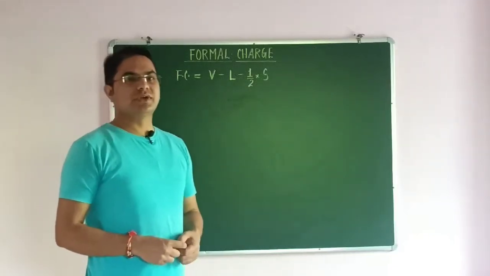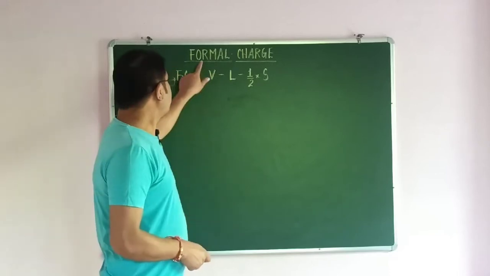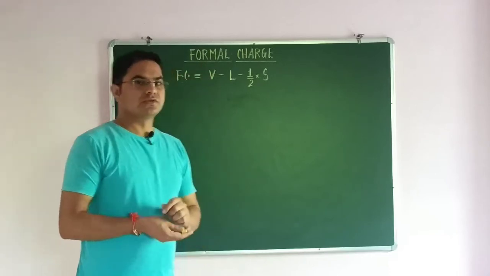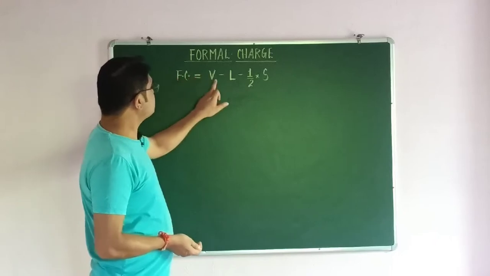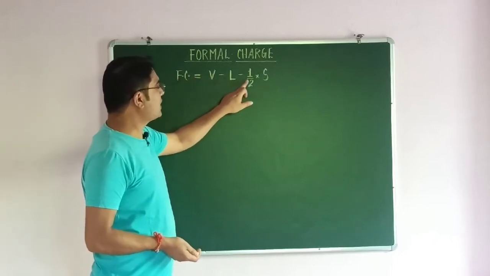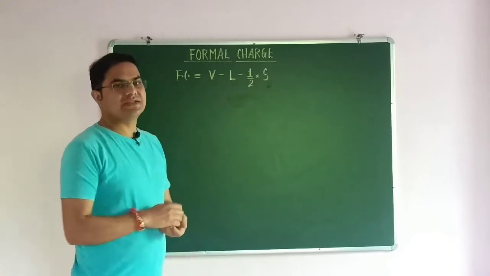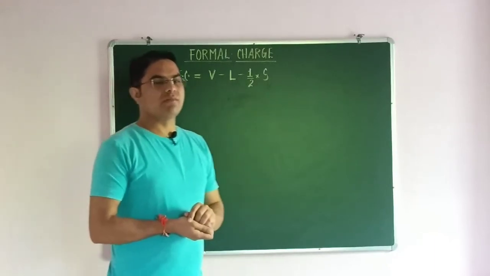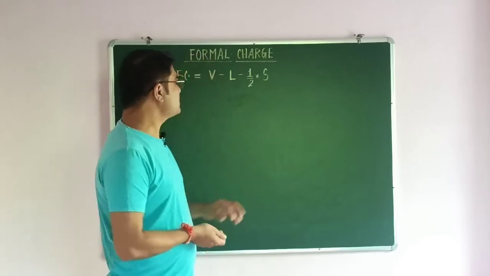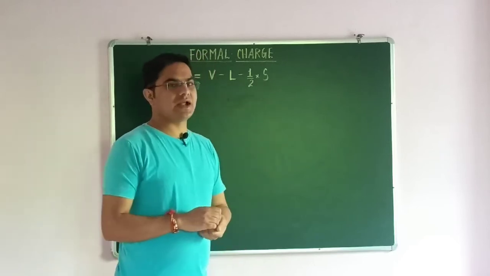Hello students, today I will tell you about formal charge calculation. By formula, formal charge is V minus L minus 1 by 2 into S. Here V is the number of valence electrons, L is the number of lone pair electrons, and S is the number of shared electrons.